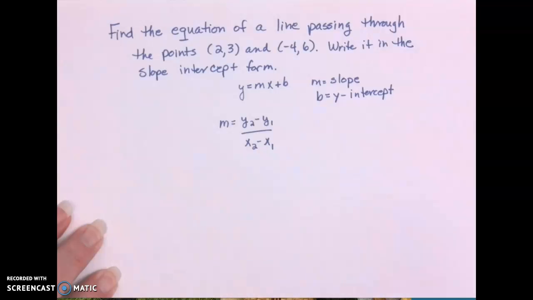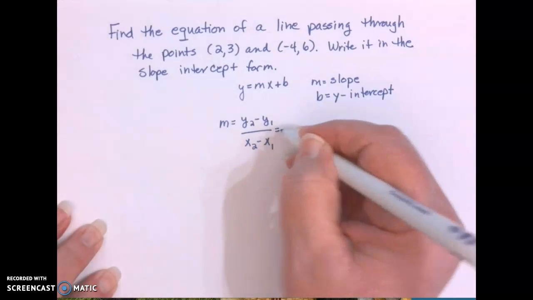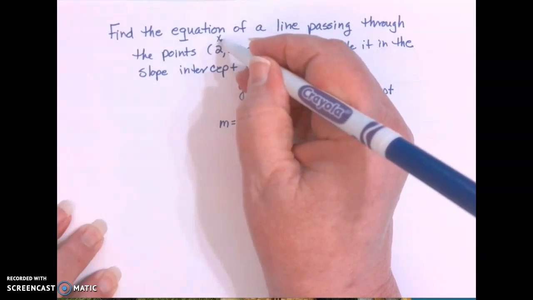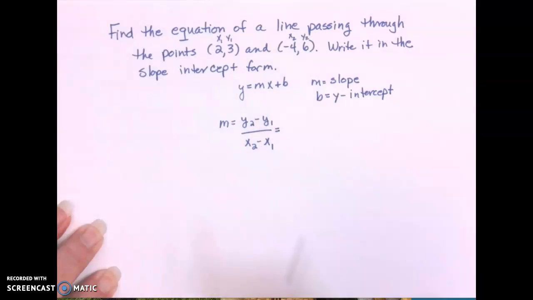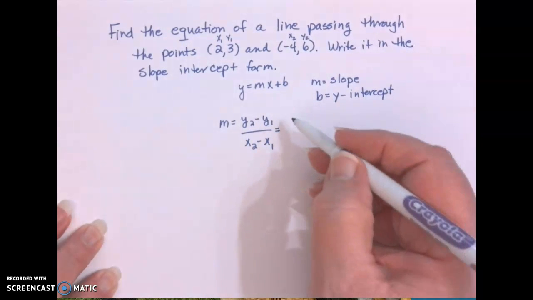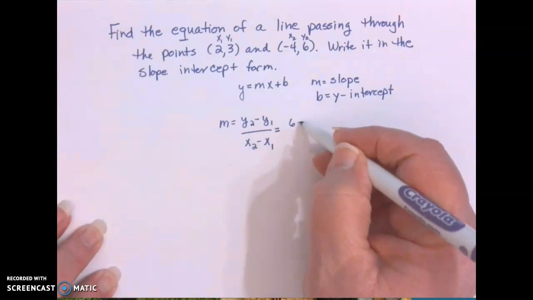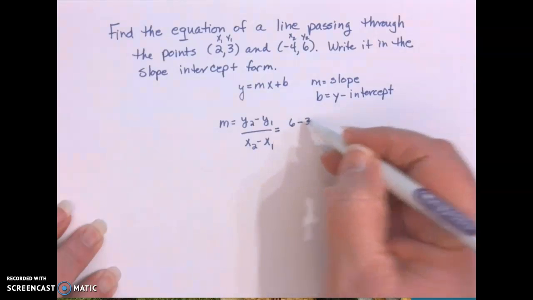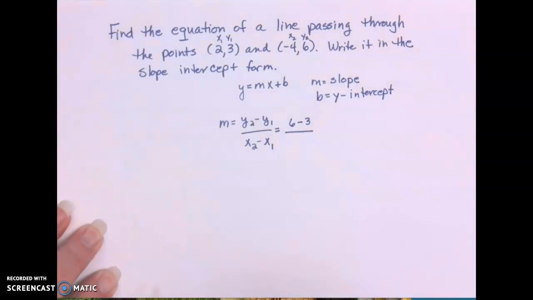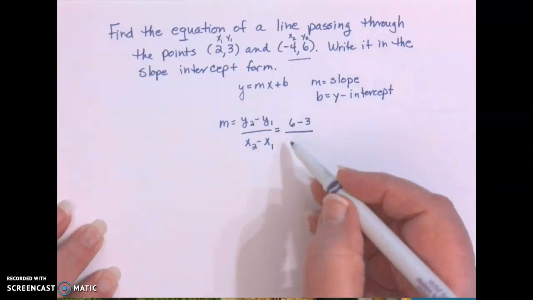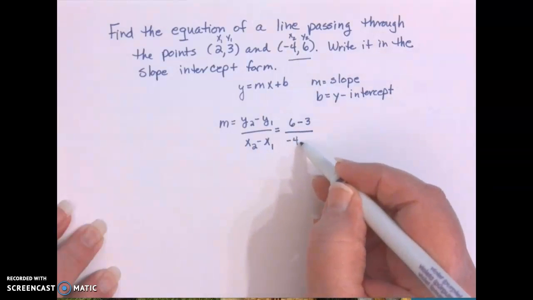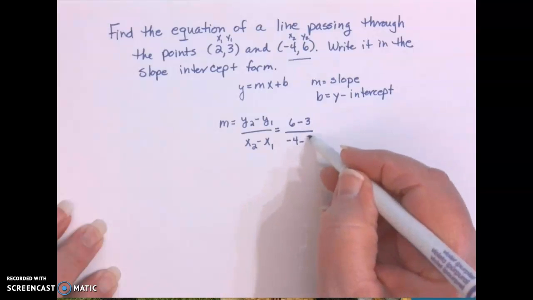Now remember, whichever point you choose as your x1 is also the y1. So make sure that you're pairing up the coordinates. I like to go x1, y1, x2, y2, so that I don't mess up my order. So that means y sub 2 will be 6, subtract, and y sub 1 is 3. That's my numerator. And the denominator, I go back and look at this ordered pair because it's x2, y2. So that's negative 4, subtract 2.